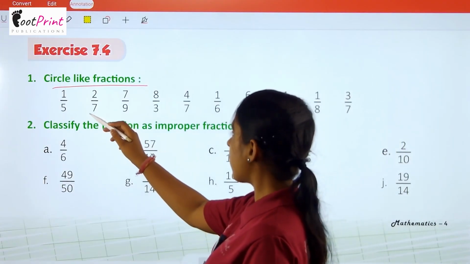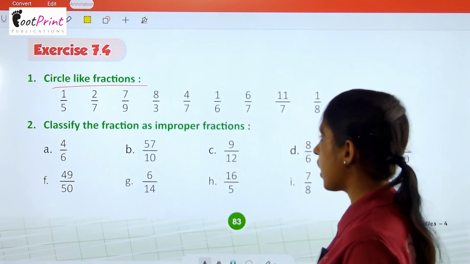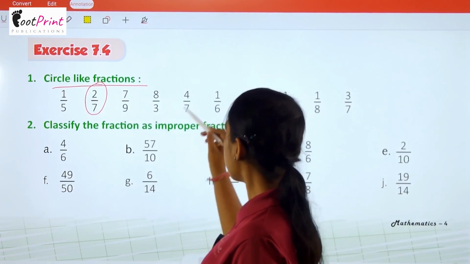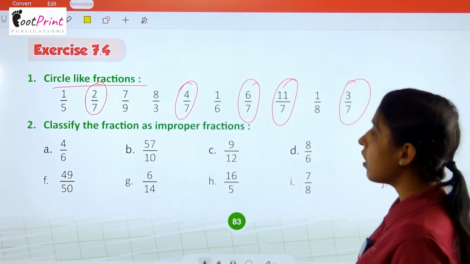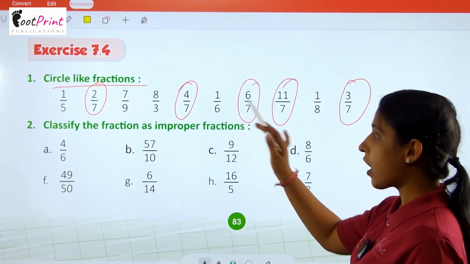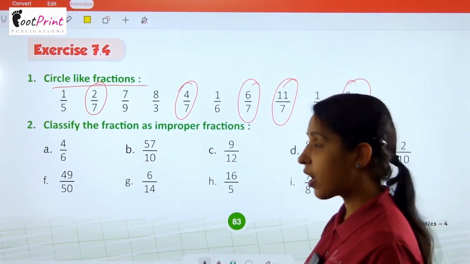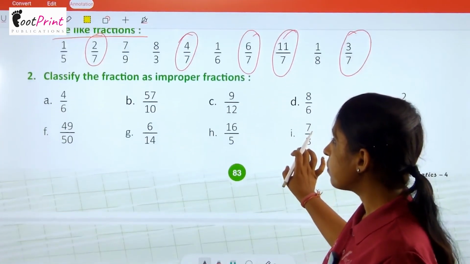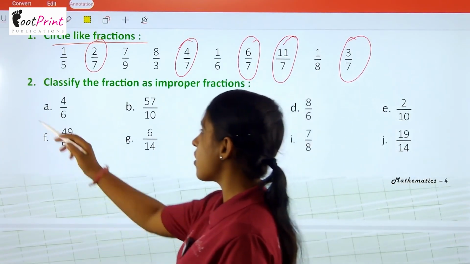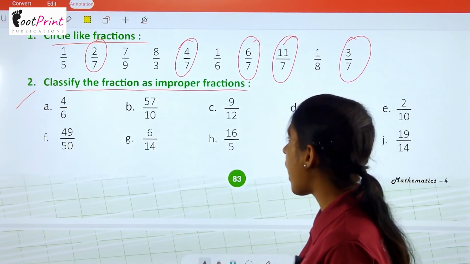So here, 7, 7, 7, 7, it means 2 by 7, 4 by 7, 6 by 7, 11 by 7 and 3 by 7 are like fractions. And why are they like? Because they have the same denominator. Okay. Now move to the next question, that is classify the fraction as improper fraction.